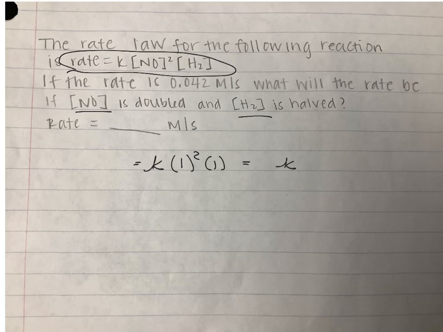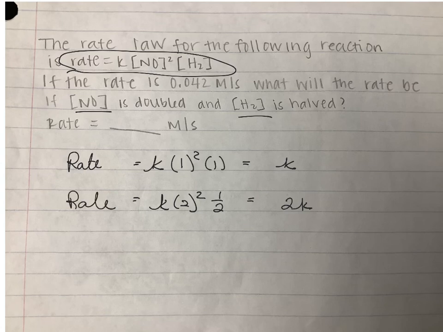All right. If I were to double the NO and cut this in half, then I end up with 2K. Right? 4 divided by 2 is 2. 2K. So whatever the rate is here, the rate here is twice as big. Okay? The rate is doubling because of this.